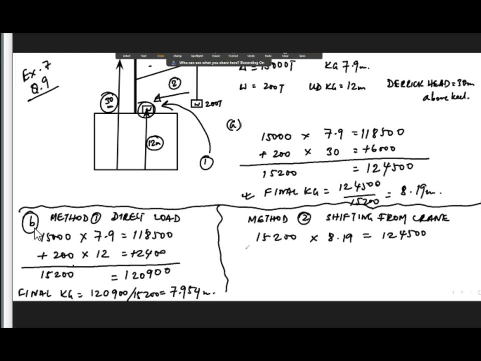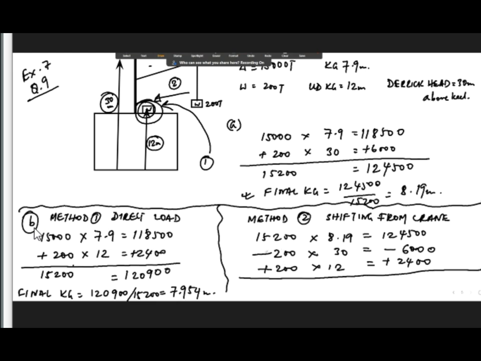Now I'm going to remove it from top of the crane. So if I remove it from top of the crane, minus 200 into 30, that is minus 6,000. And I'm going to add it to the position here. I'm going to load it in the position. So plus 200 into 12, that will be plus 2400. My final status, the plus and minus cancel, it will come to 15200, and I should get 12090.